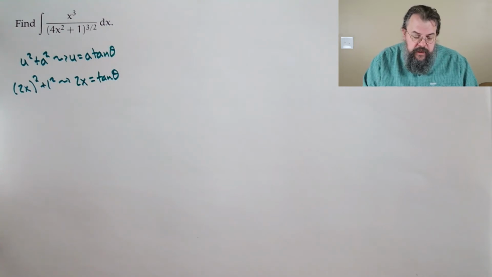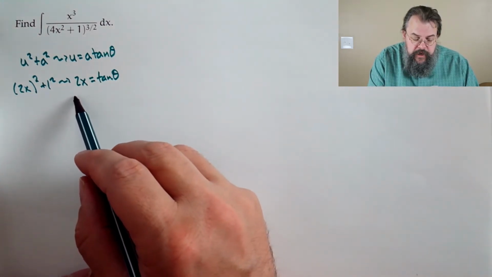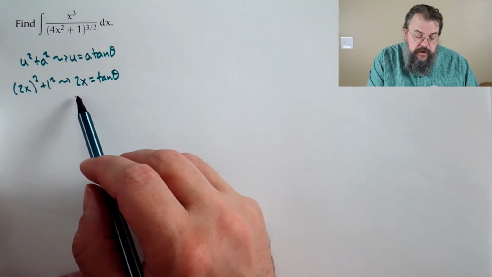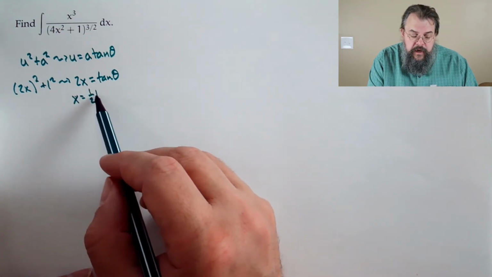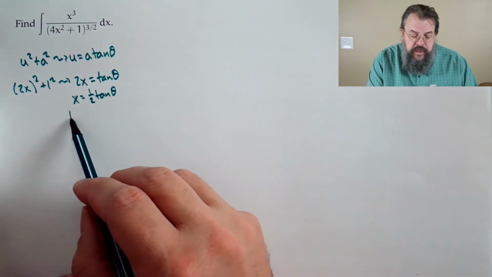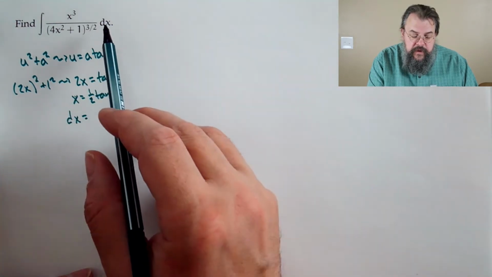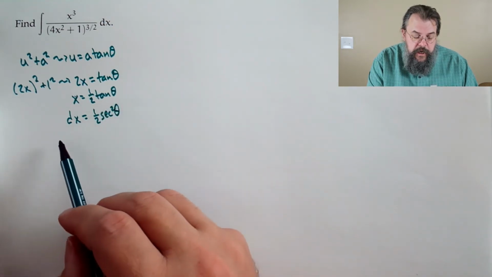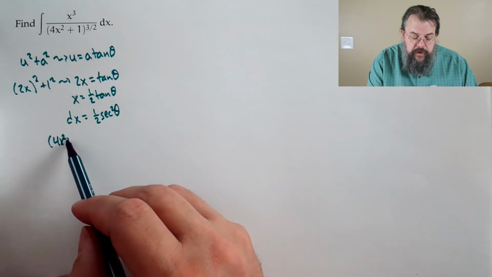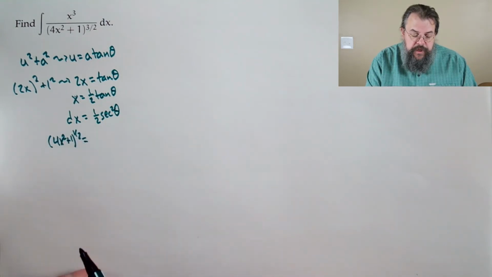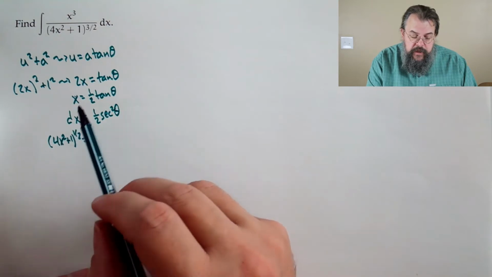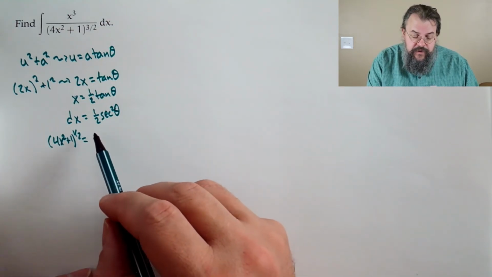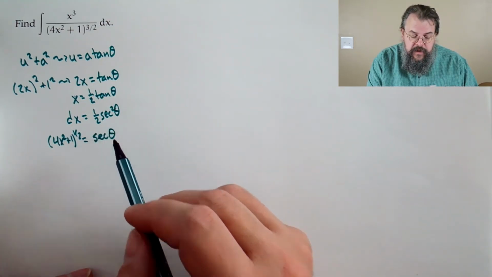So what does that tell us? Among other things, we can also write this as x equals a half tangent theta. Now we go through and do things. For example, dx: the derivative of tangent is secant squared. How about (4x squared plus 1) to the 1/2? Well, 4x squared is tangent squared, tangent squared plus 1 is secant squared, and the square root of secant squared is secant. So we get secant.